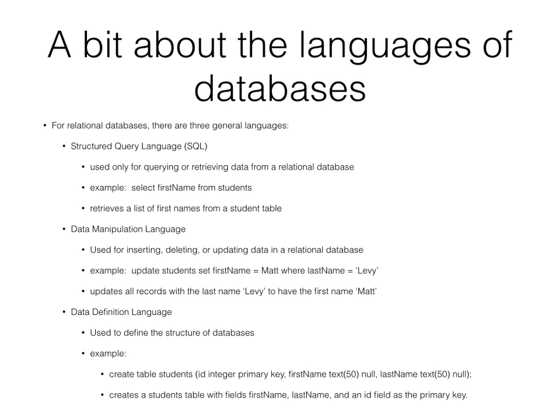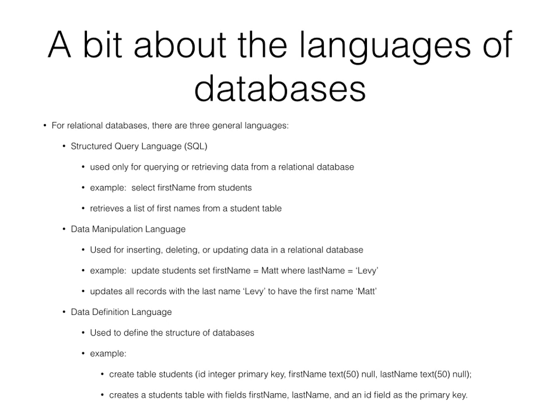Because they are three very different language sets. The next one we'll talk about is data manipulation language, which is used for inserting, deleting, or updating data in a relational database. An example of that is: update students, set first name equal to Matt where last name equals Levy. An actual DML statement. It updates all records with the last name Levy to have the first name Matt. That's what it does.